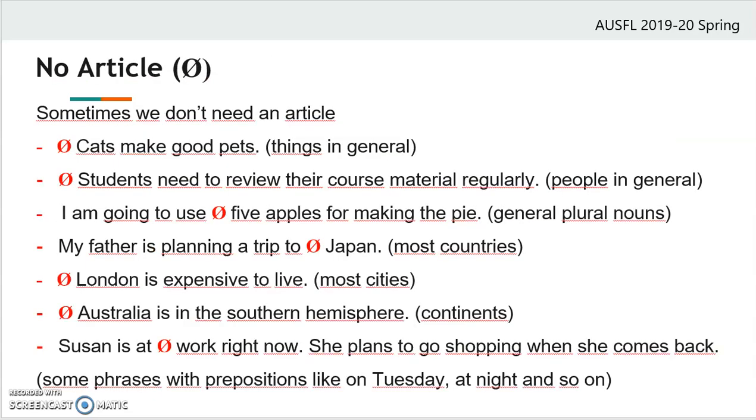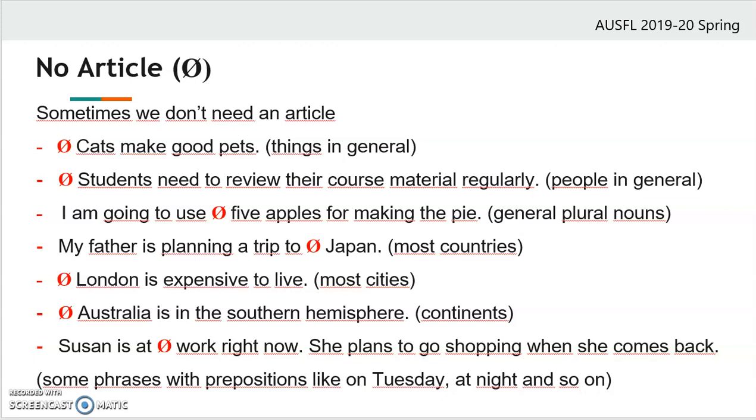In some cases, we don't need articles. If we talk about things in general, like in this sentence, cats make good pets. Here, we're talking about cats in general. We don't need an article. Or, when we talk about people in general, we don't need an article either. Students need to review their course material regularly. Here, we talk about students in general. We don't use articles before general plural nouns. Like in the example, I'm going to use 5 apples for making the pie.